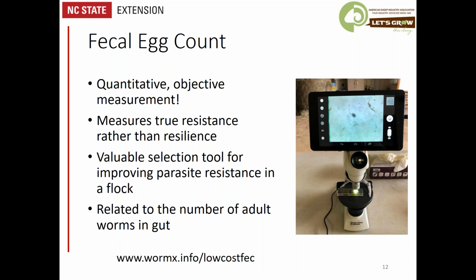If you don't know how to do fecal egg counts and you're interested, there's a link here on this slide. The American Consortium for Small Ruminant Parasite Control has some information on their site and some labs around the country that you can send these fecal samples to, and they can run those samples for you and determine that fecal egg count at relatively low cost.